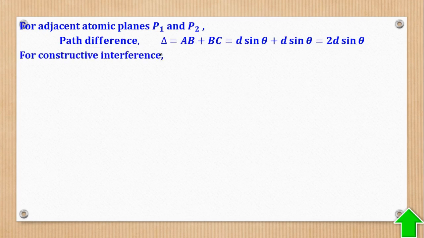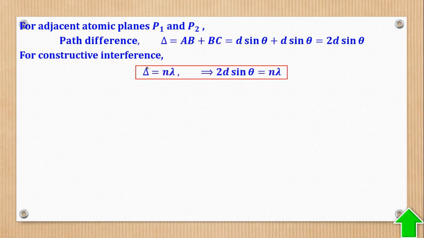So for constructive interference, remember path difference, they told us that for constructive interference, path difference is an integral multiple of the wavelength. Therefore, this path difference we have calculated must be an integral multiple of the wavelength. That is why we equate it to n lambda. So that is the equation you have got from Bragg's law. Path difference is an integral multiple of the wavelength.